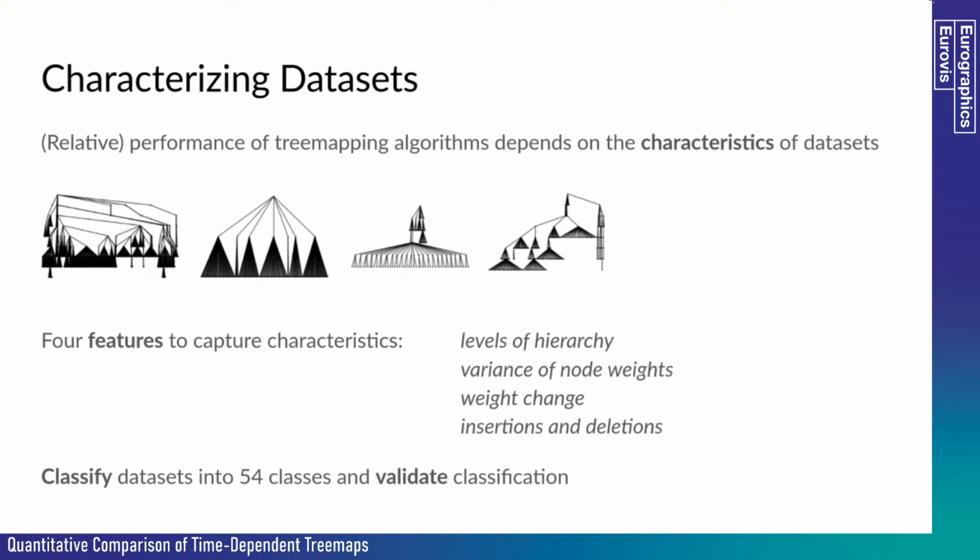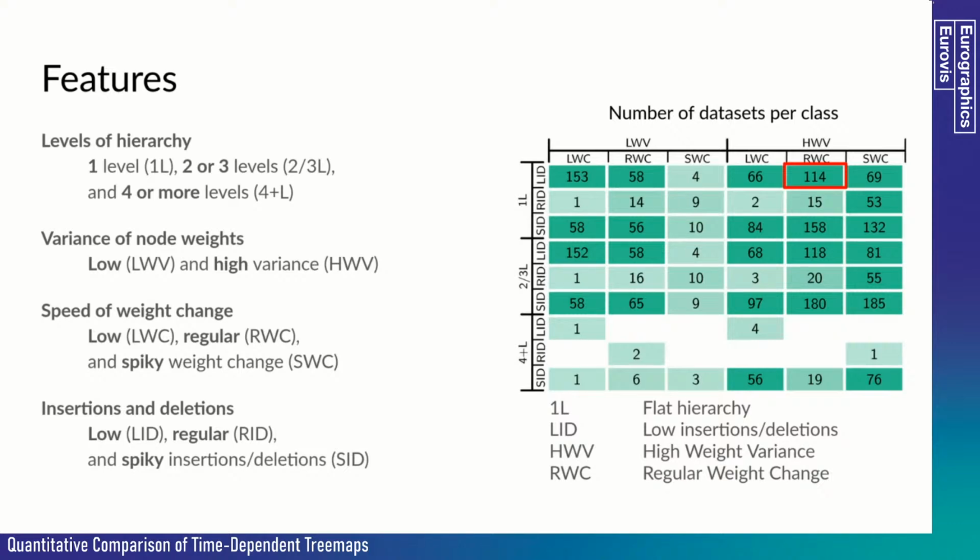We've chosen 4 features: number of levels in the hierarchy, variance of node weights, weight change, and number of insertions and deletions. Obviously, other features can be used to characterize the trees. However, for practical reasons, we must keep this number low. We hence limit the analysis to these 4 features. Each feature is subdivided into meaningful ranges, generating 54 combinations which can be analyzed independently.